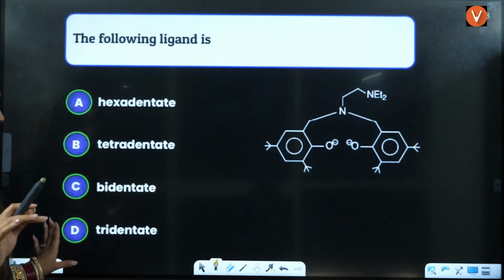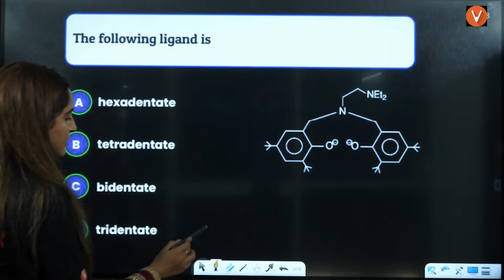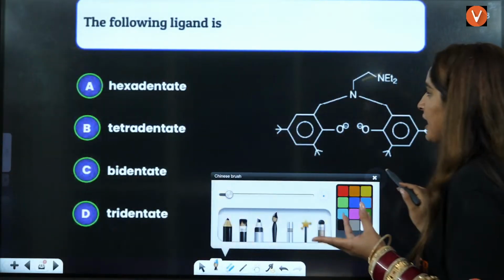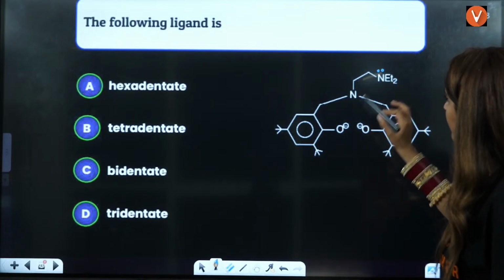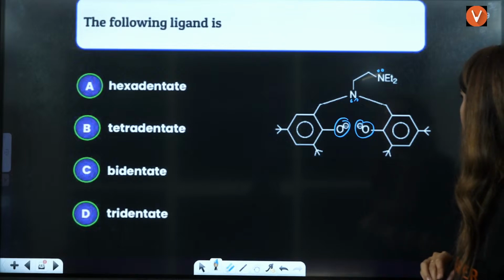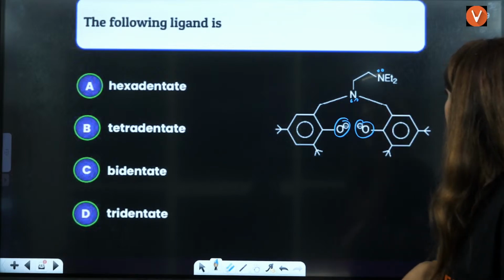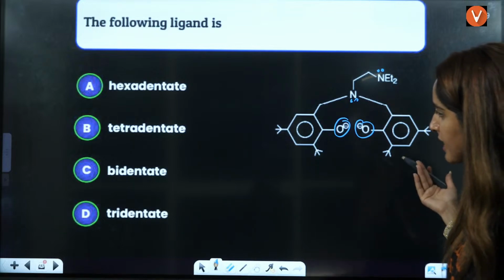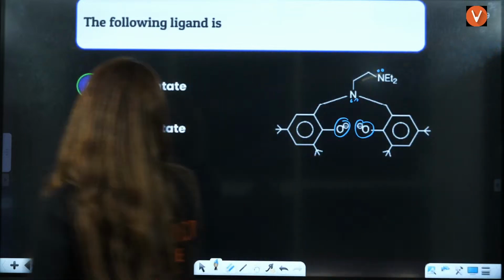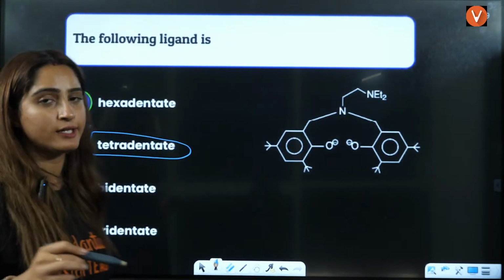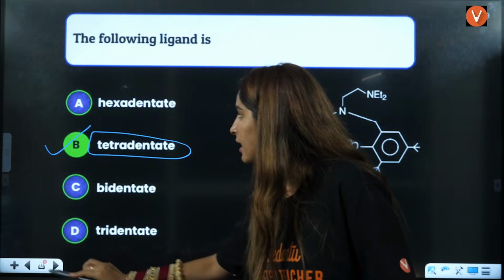Okay. Next, they have given you one ligand here. You have to see which kind of denticity it has. This nitrogen, this nitrogen, this oxygen, this oxygen. 1, 2, 3, 4. Okay. Can you see any other donating site anywhere? No. So it is tetradentate. That means B is the correct answer. Tetradentate, B is the correct answer.